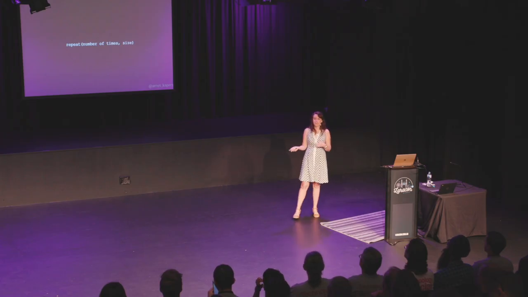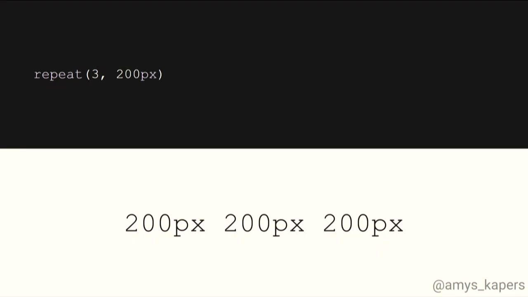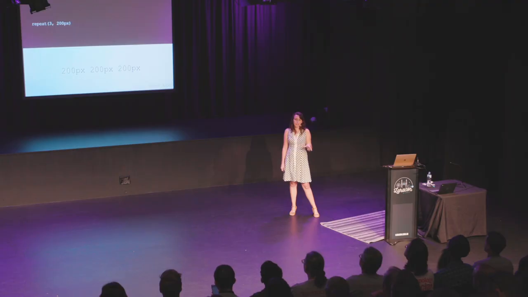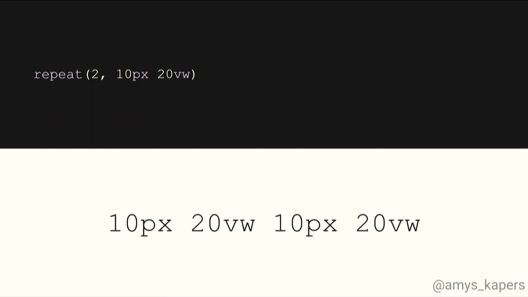So, for example, repeat(3, 200px) would give us 200 pixels, 200 pixels, 200 pixels. We can use any units we want in here. If it's a CSS unit, it goes. We can also define patterns. For example, repeat(2, 10px 20vw) would give us 10 pixels, 20 viewport widths, 10 pixels, 20 viewport widths. You try saying that 5 times quickly.